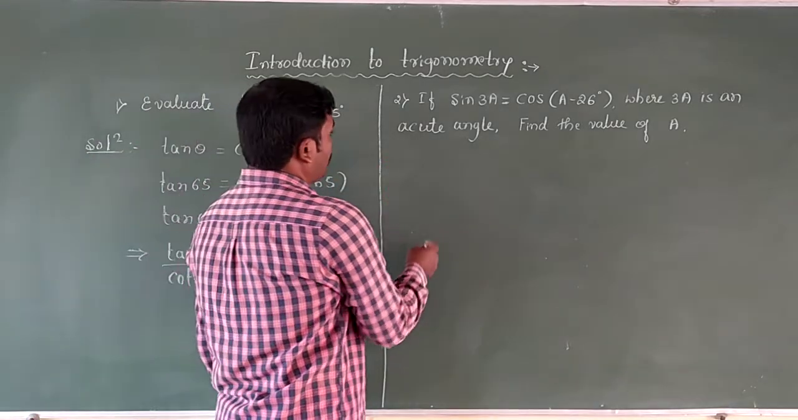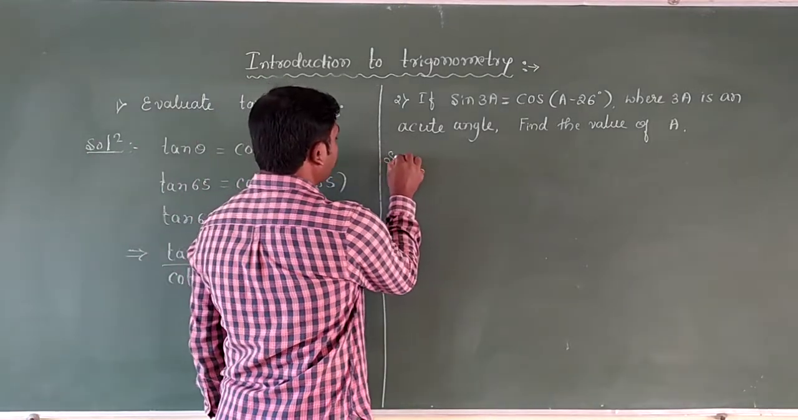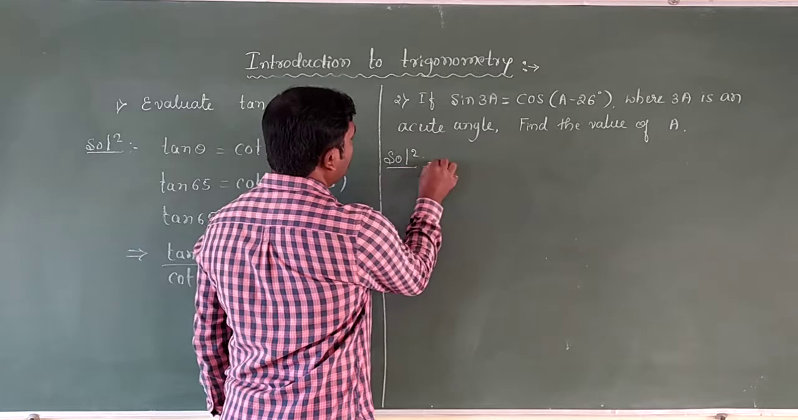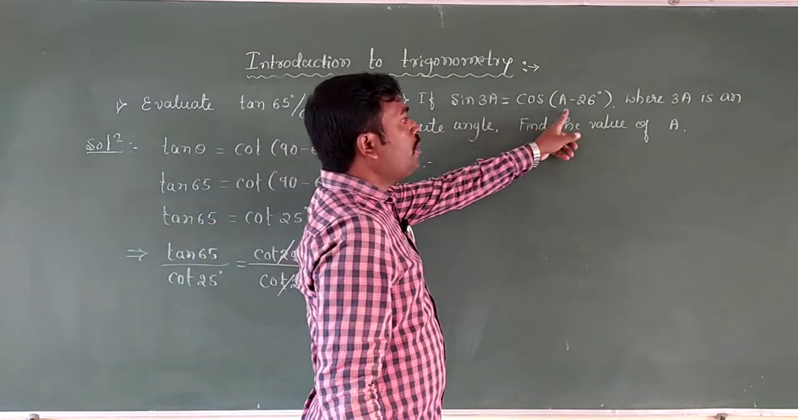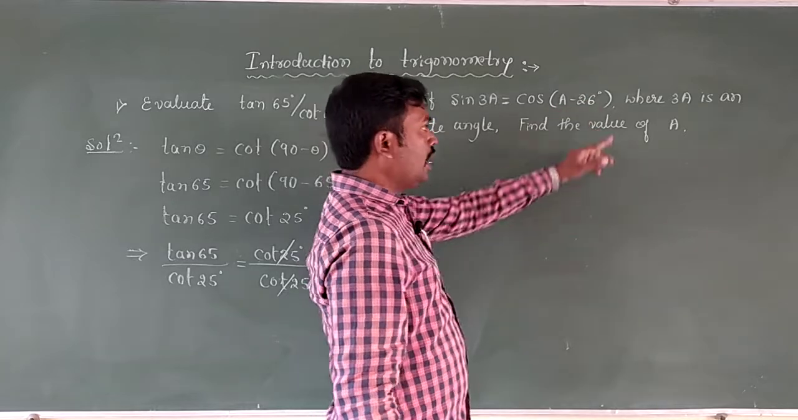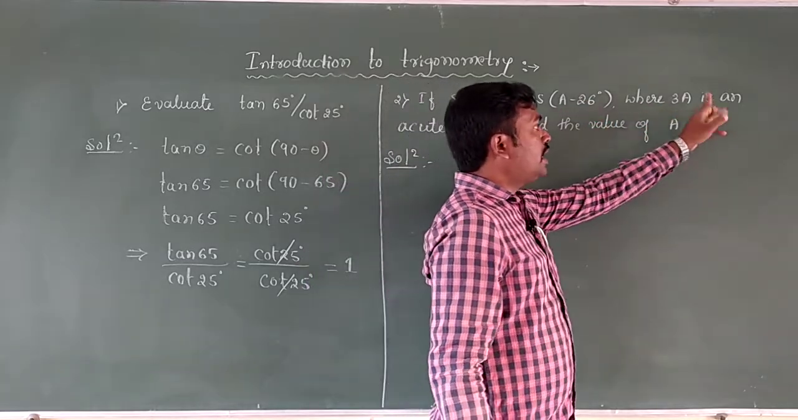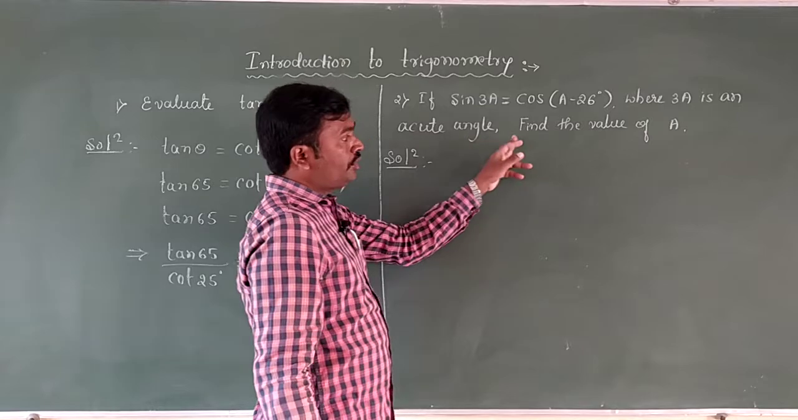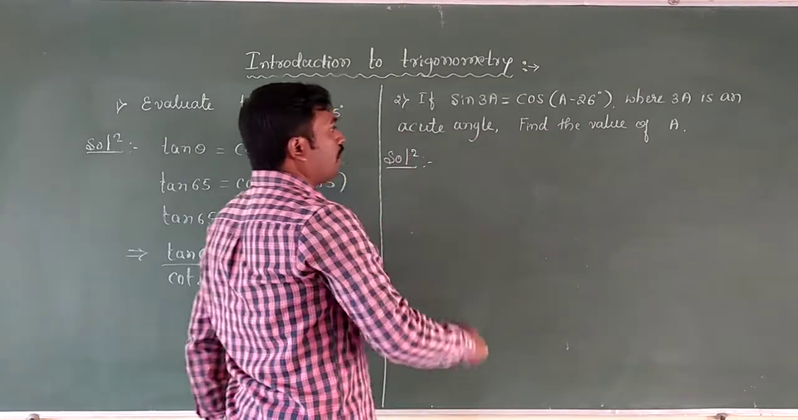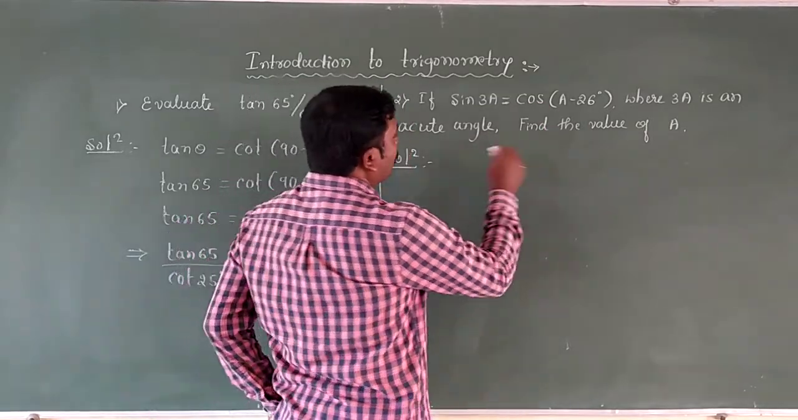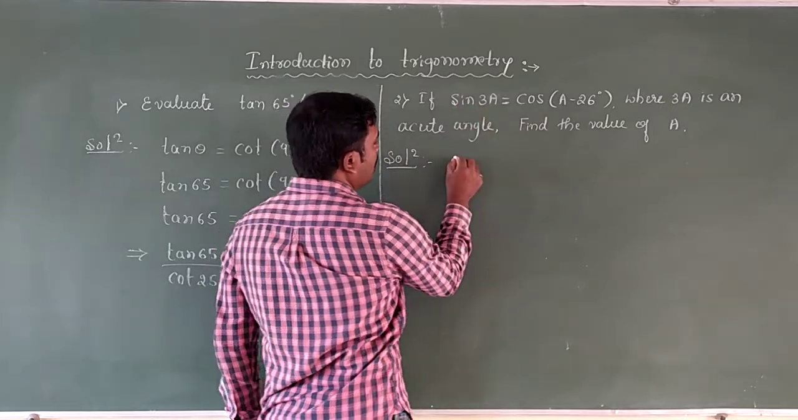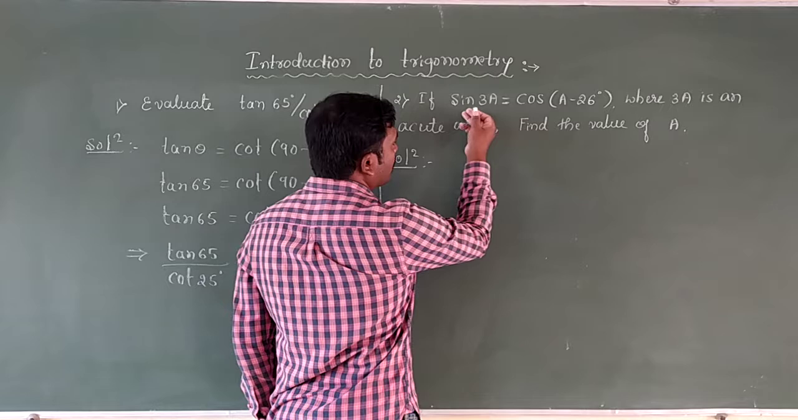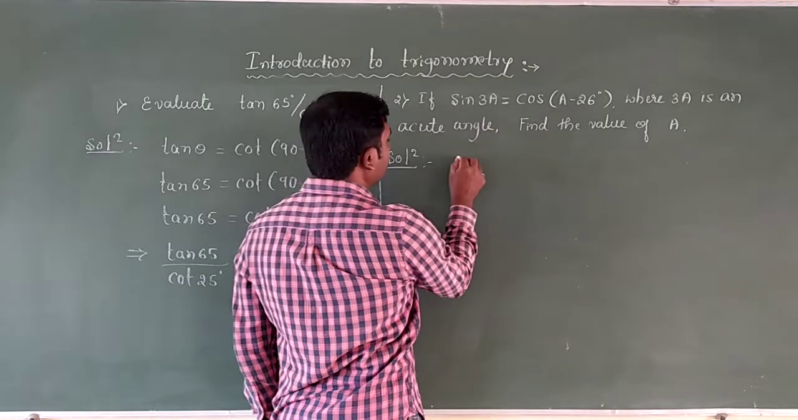Let us solve the next problem here. The second problem is, if sin 3a is equals to cos a minus 26 degree, where 3a is an acute angle, find the value of a. Find the value of a, children. To find this one, let us find the complementary of sin first, then we will find the value of a here.